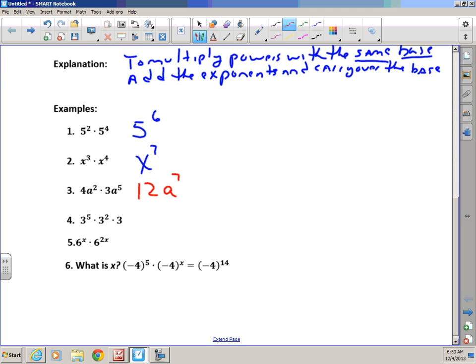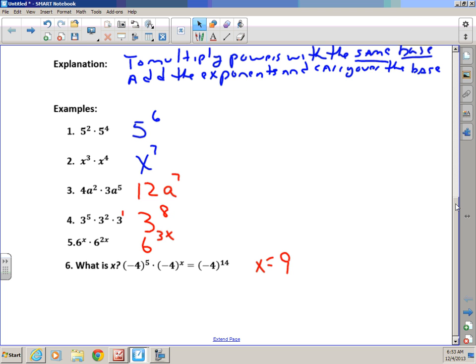Next one, 3 to the 8th. The point there is that 3 with no exponent has an imaginary exponent of 1. And the next one, I add x and 2x and get 6 to the 3x power. Now, what is the value of x in this example? Well, the base is negative 4 in parentheses. I have a 5, x gets me to 14, x must be 9. Okay?